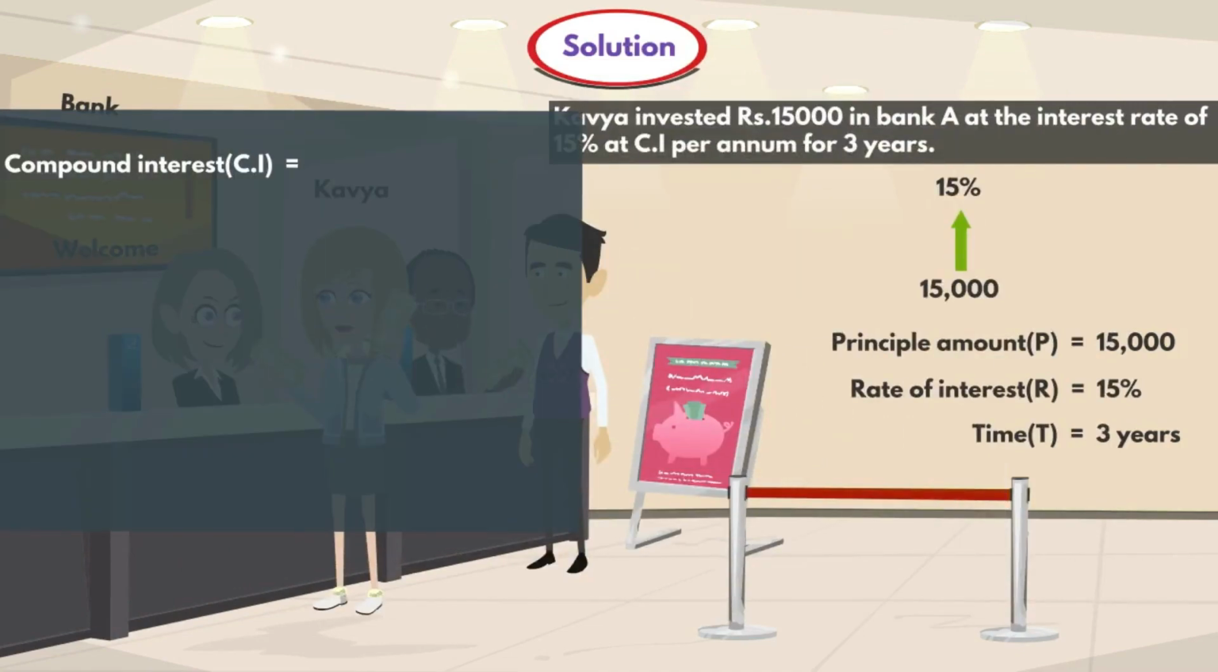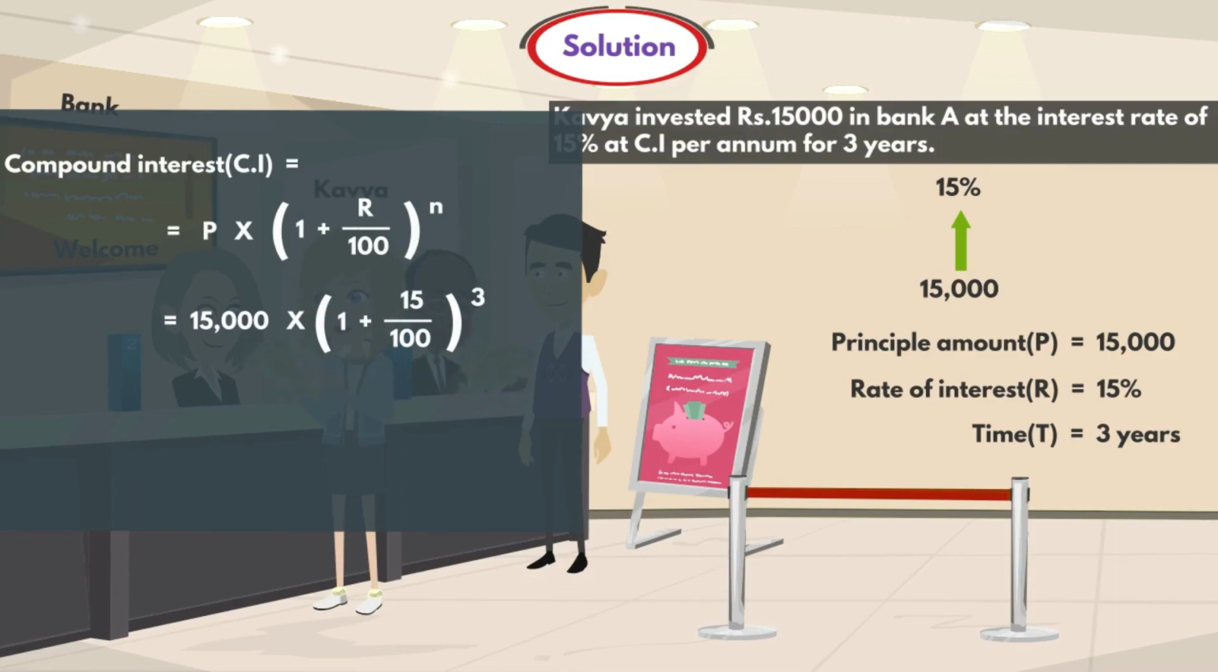Here we know compound interest is equal to P into 1 plus R by 100 whole to the power of n. 15,000 into 1 plus 15 by 100 whole to the power of 3. After solving this, we get 22,813.125. So compound interest is equal to total amount minus principal amount. That is 22,813.125 minus 15,000. That equals 7,813.125.